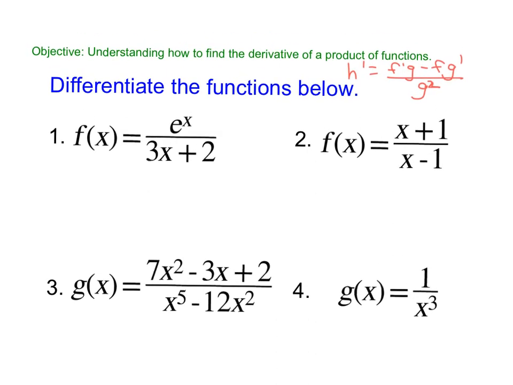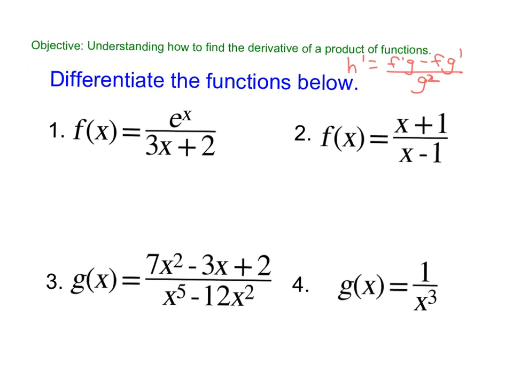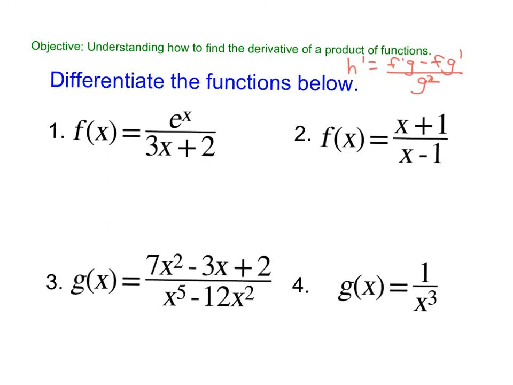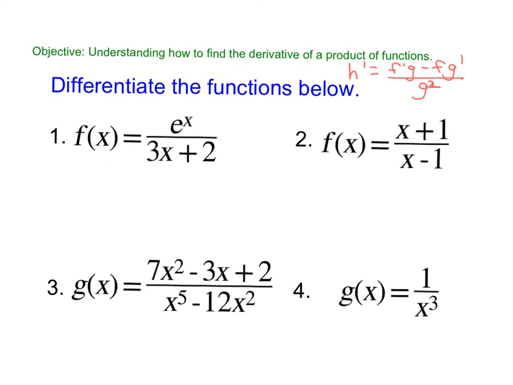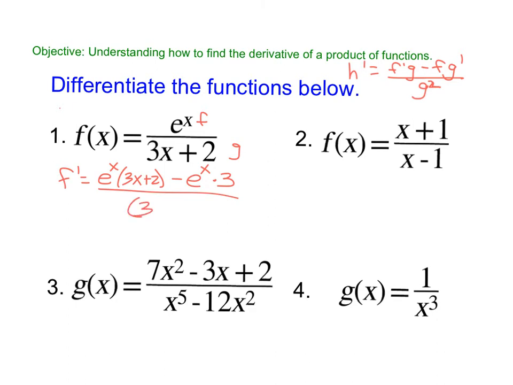All right, F prime, there we go. So this is my f, this is my g. So the derivative of the top is e times the bottom, 3x plus 2, minus the top, derivative of the bottom, it's just 3, all over the bottom squared.